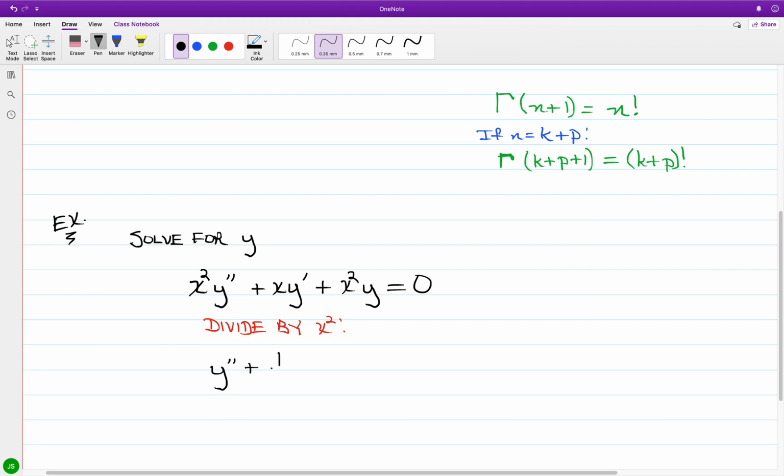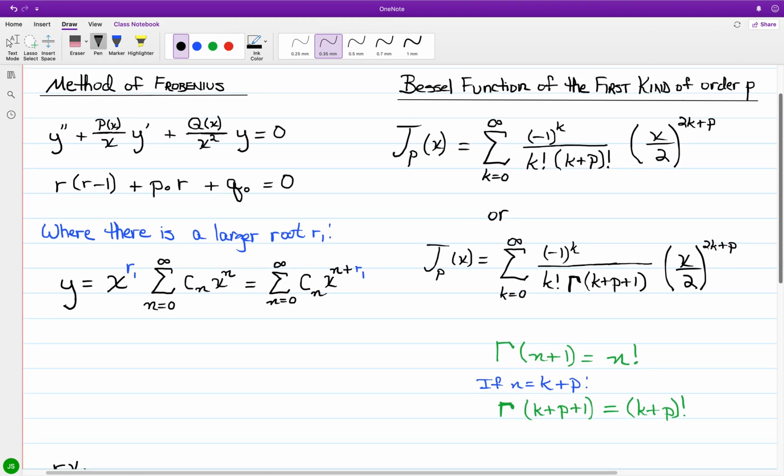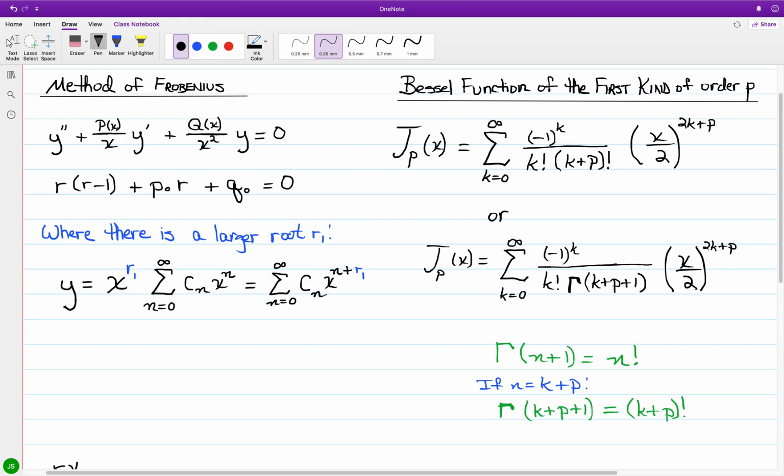And if I put this along the lines of the method of Frobenius, x over x squared is going to be 1 over x. We have y prime. Now x squared divided by itself would go to 1, but I'm going to keep this ratio in the form where we had the denominator at x squared. So we have x squared over x squared times y. Now recall from the method of Frobenius, you have your p of x over x, q of x over x squared.